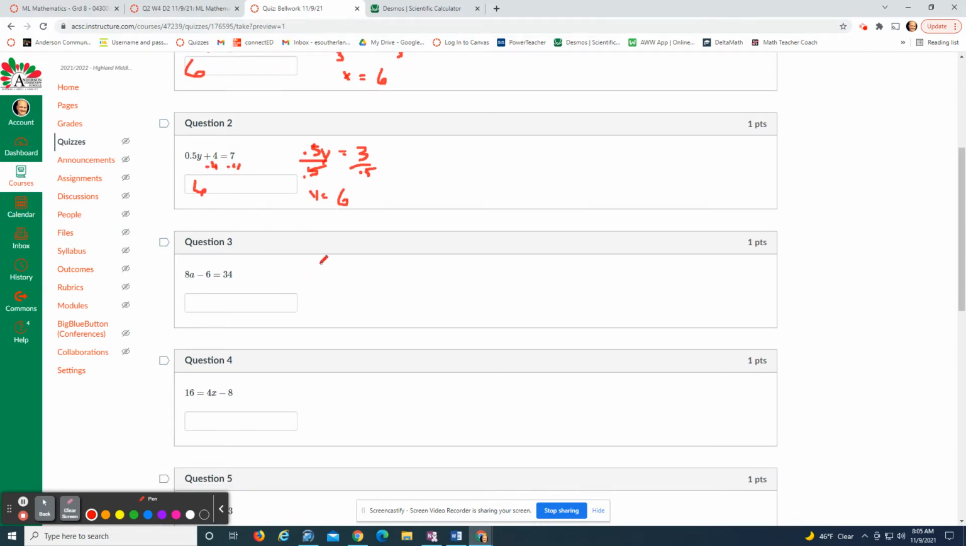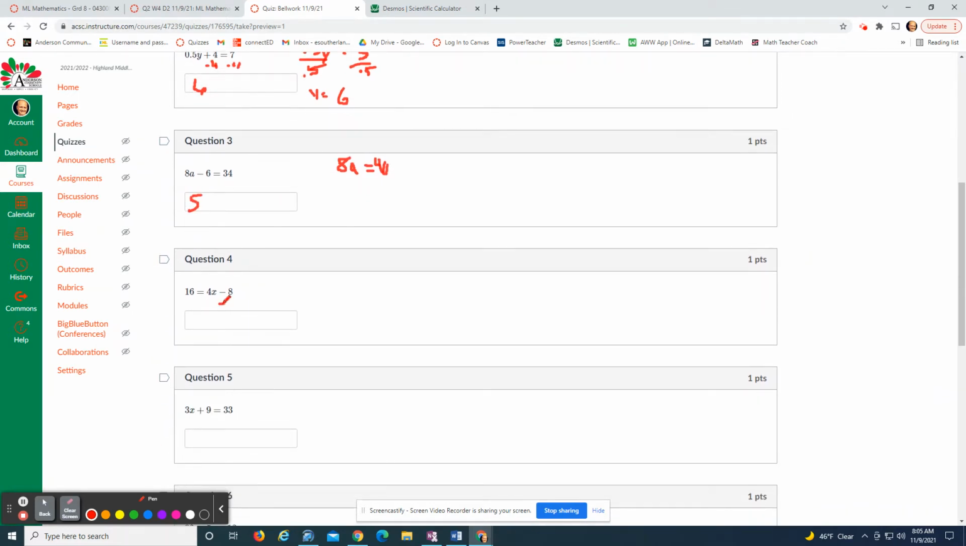For this one here, you add 6 to both sides, so you're going to end up getting 8a is equal to 40. Divide by 8 on both sides, you get a is equal to 5. For this one here, you add 8 to both sides. You get 24 is equal to 4x. And then you divide both sides by 4. You get x is equal to 6.